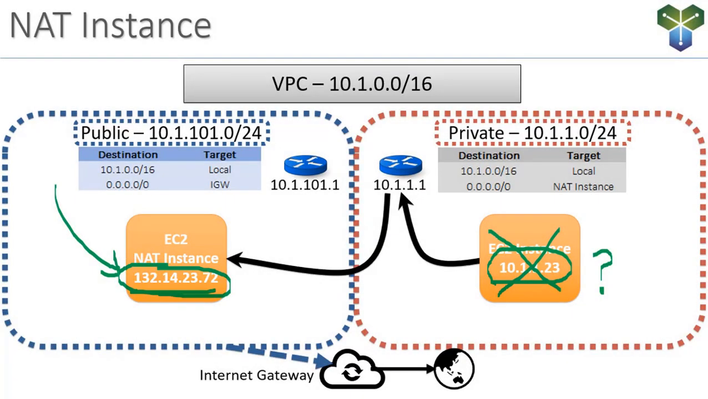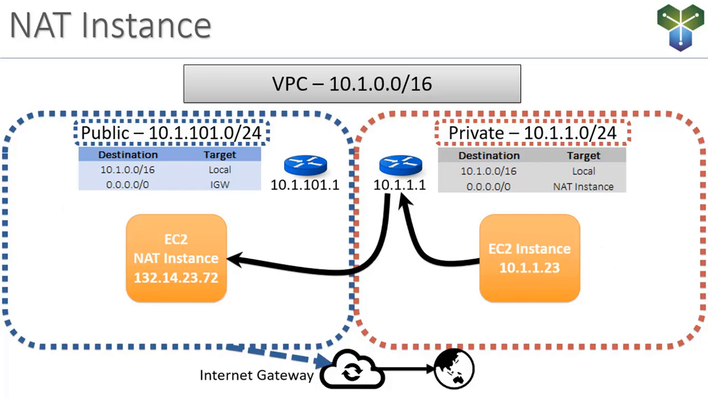So now my traffic has flowed from the source EC2 instance. It's hit the NAT instance. The NAT instance has modified the source IP. And when the NAT instance modifies that source IP, it sends that traffic out. How does it know where to send it? It uses the route table for its public subnet.